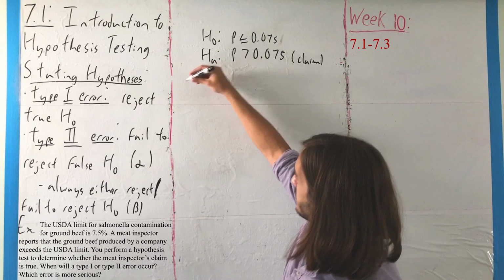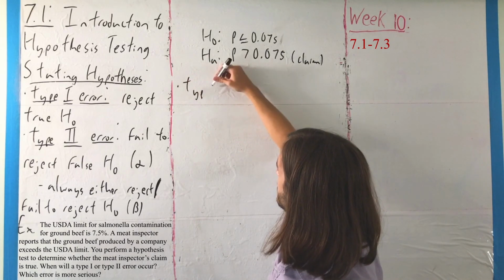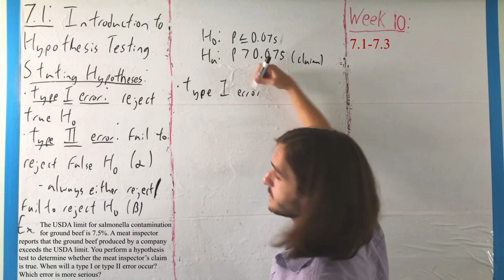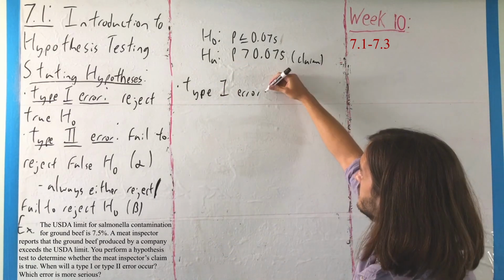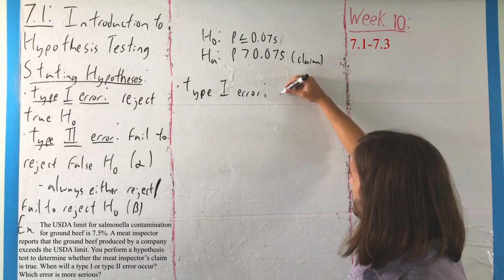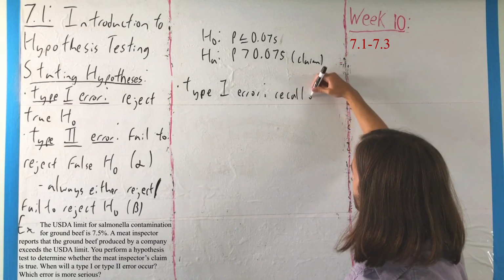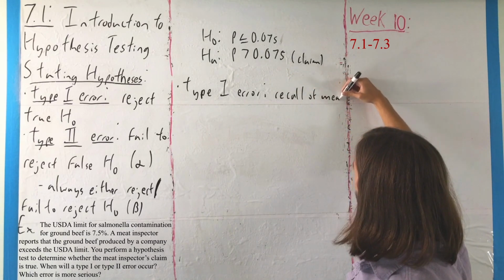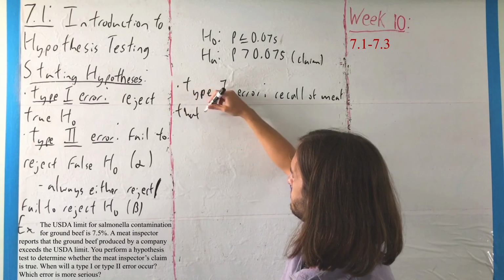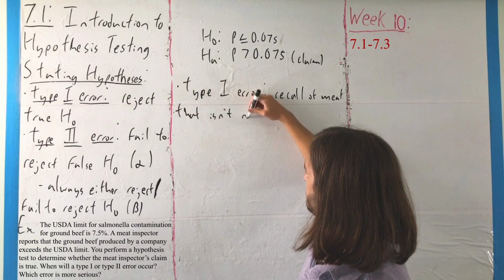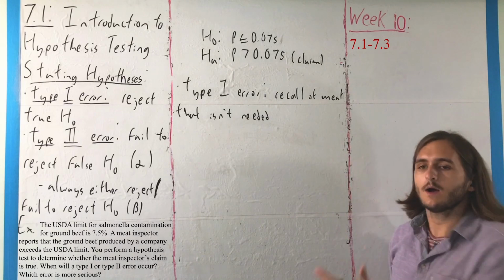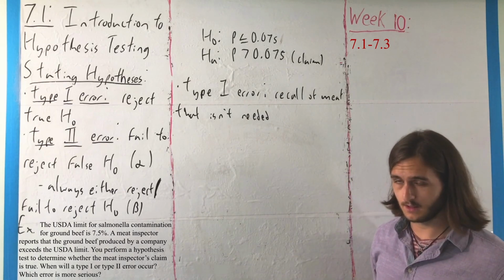So we would say that type 1 error, pretty callous to say it that way, but compared to what we'll see with the type 2 error, it's not as bad. That would mean, in this case, we probably get a recall of some of that meat that we don't need. Because we are saying that the proportion is too high when, in fact, it's actually within the allowable range.